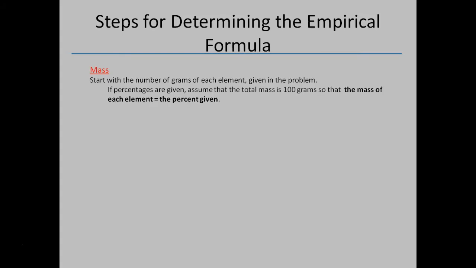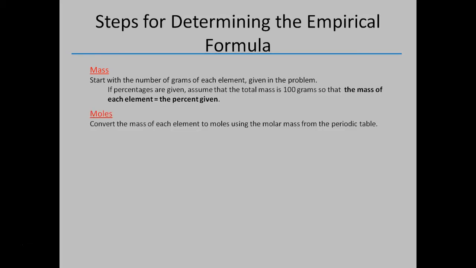Now, if we want to determine our empirical formula, we first need the mass of each element in a given amount of the sample. We can be given this mass in a number of ways. We can be told we have X number of grams of each element, or we could be given the percent composition. And if we're given percentages, all we do is assume we have 100 grams.